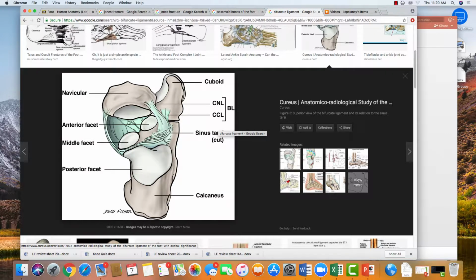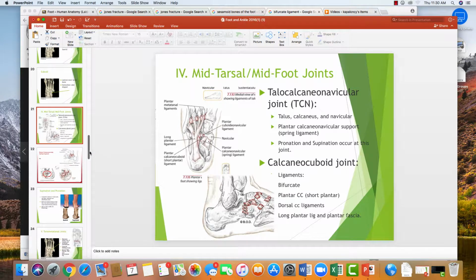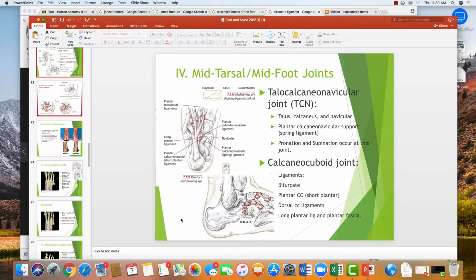So this is a nice picture looking from the top down. We've removed the talus so that you can actually see the view here. This is that calcaneus right here, and this posterior facet is where the talus would sit on top. But you can see that bifurcate ligament originates on the calcaneus as one and then branches, and there's one connecting to the navicular, and one connecting to the cuboid. So it's a very unique ligament, and something certainly to pay attention to, if that's enough of a hint for your next test.